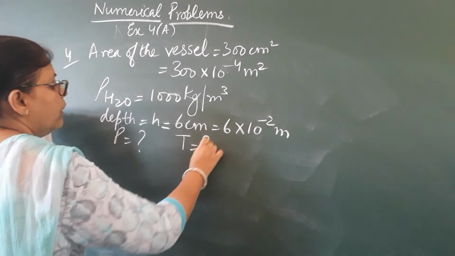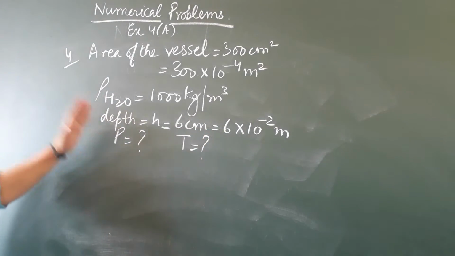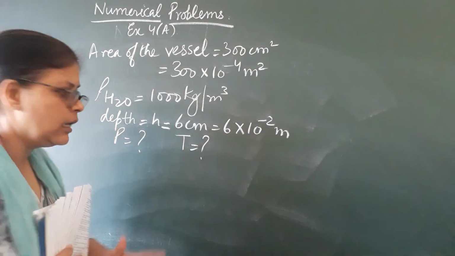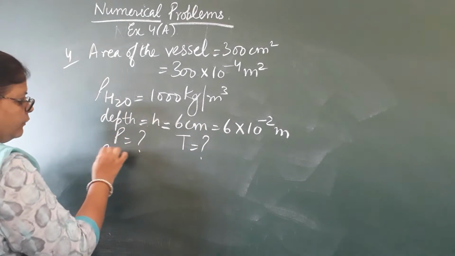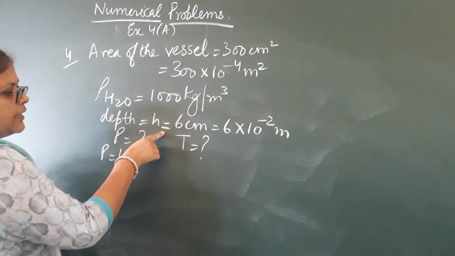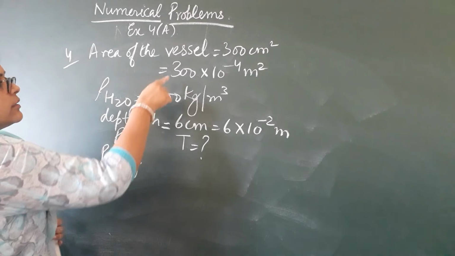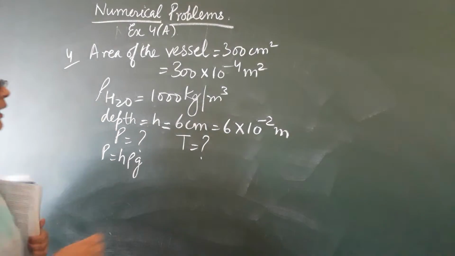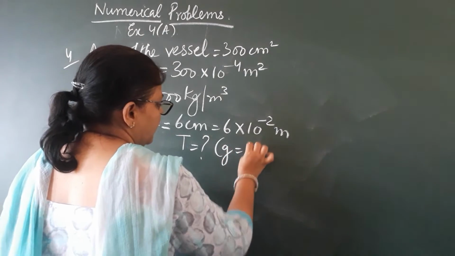Okay, children. Now remember, this question is also similar to question number 3. I am not going to solve it for you. I will give you the guidelines. Now for finding out the pressure, I will use the formula H rho G. Children, here H is with you. This is H, this is rho, and this is G. Yes, let's see in the question they have given G. Yes, they have given G to be 10 meters per second square.